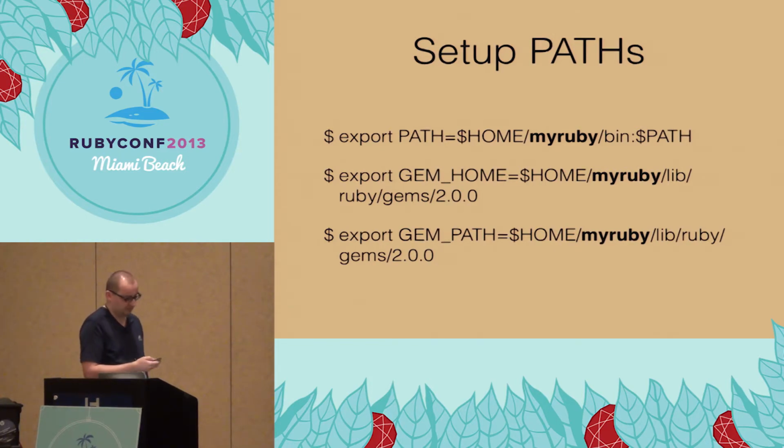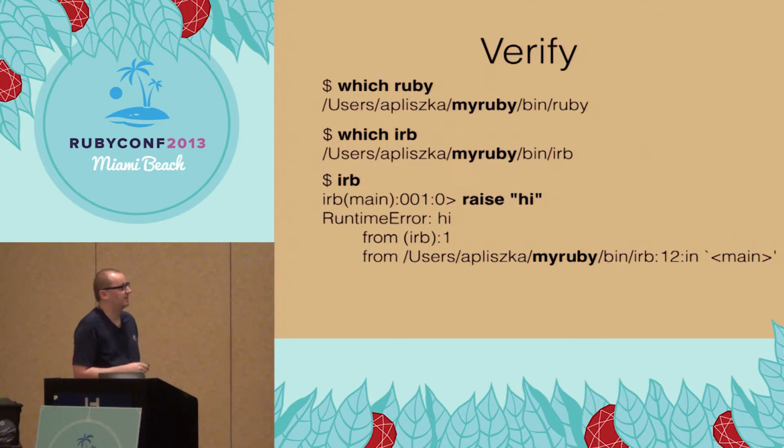So once you set up these paths, you can verify that Ruby is installed correctly just by running which. And you see all these commands actually include my Ruby. And you can even test it with IRB. By running it, you should see my Ruby in that path. This is pretty much a sanity check for you that everything is set up correctly.